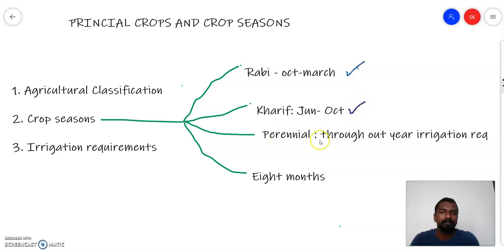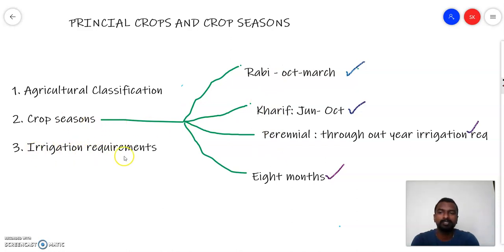Then perennial crops have irrigation requirement throughout the year, and the example can be sugarcane. This is the 8 months crops, which has the irrigation requirement for 8 months, and the example can be cotton. So this is the classification based on the crop season. There are 4 subtypes in the crop seasons.